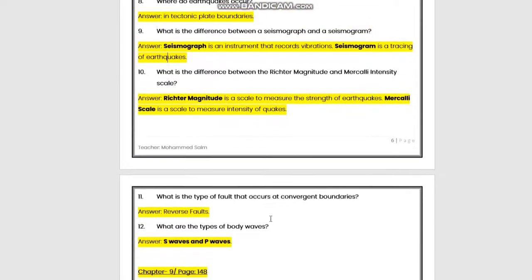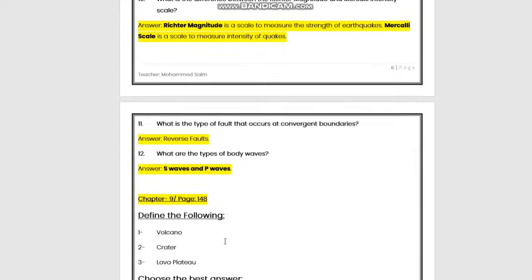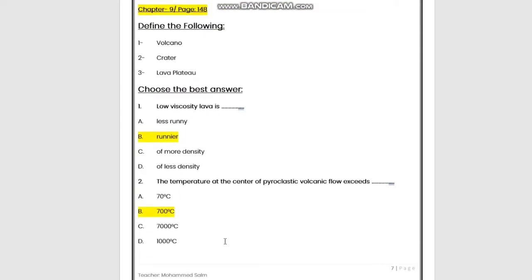And the last two questions in this chapter: what is the type of fault that occurs at a convergent boundary? Of course, reverse fault. What are the types of body waves? S waves and P waves. This is very, very important and you have to know it in the exam. Chapter 9, define the following. These are the three definitions that you have to know only: volcano, crater, and lava plateau.